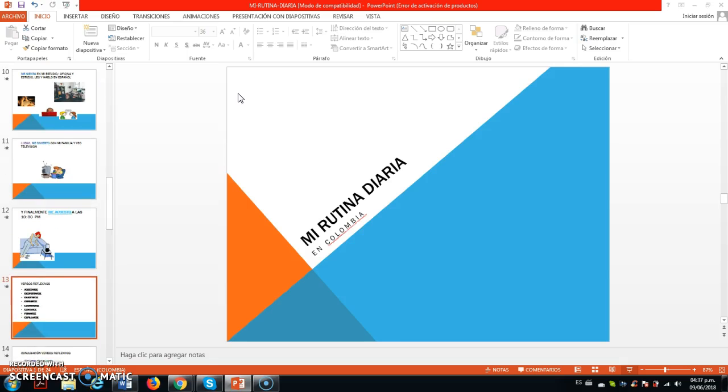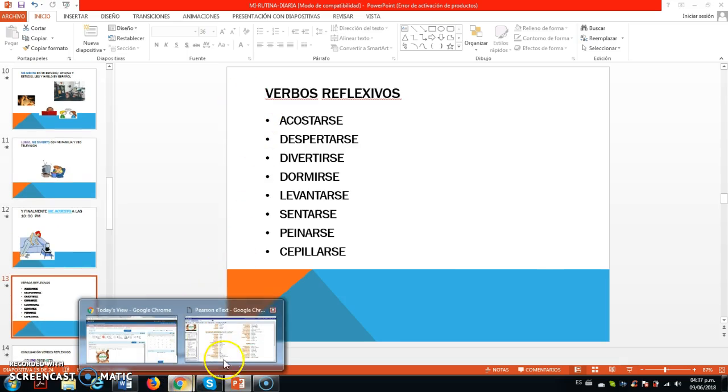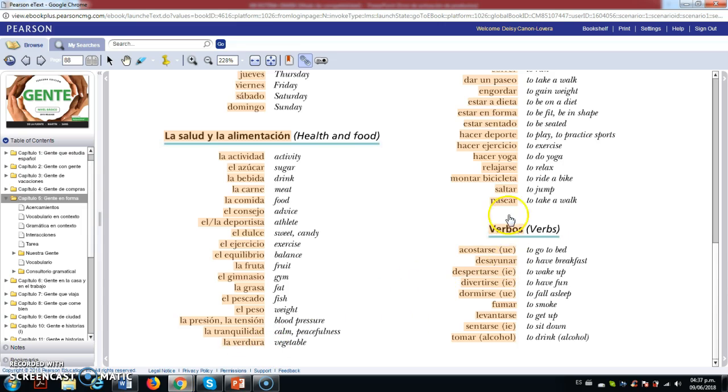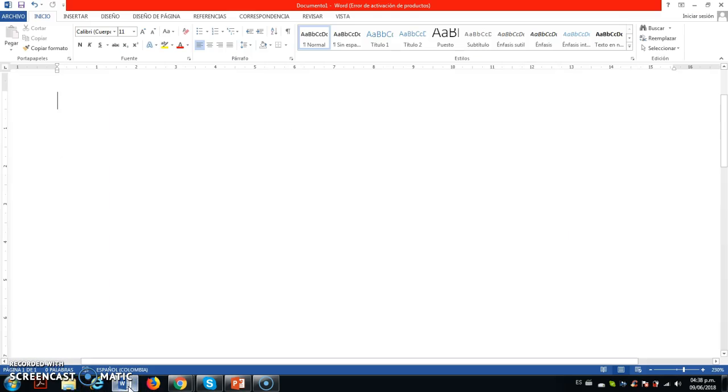Okay, so if we check your book on page 88, you will see these reflexive verbs. What is the meaning of a reflexive verb? A reflexive verb is a verb where the subject of the sentence is the same as the object. Okay, so subject and object are the same.